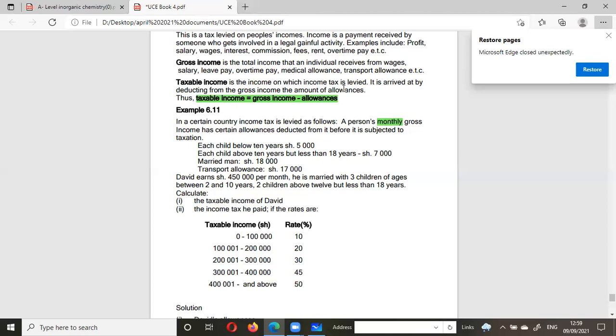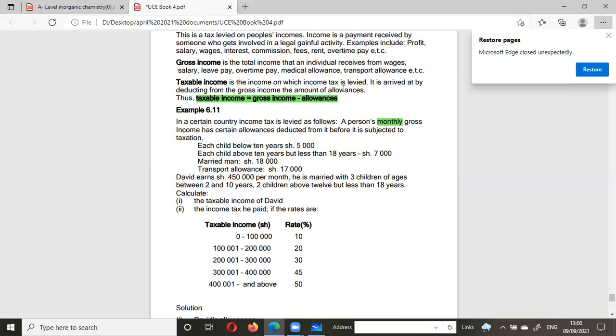So he has 3 children between 2 years and 10 years, and 2 children above 12 years. But they have not specified how many children here, so that means all children are going to be K34. Are we there? So then we continue.